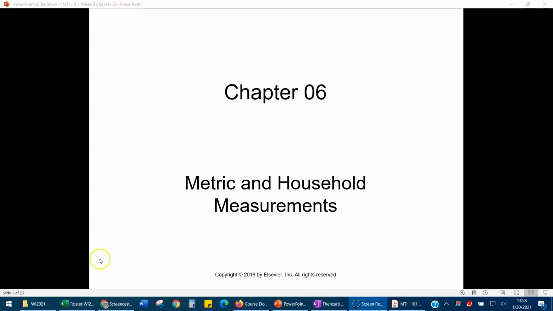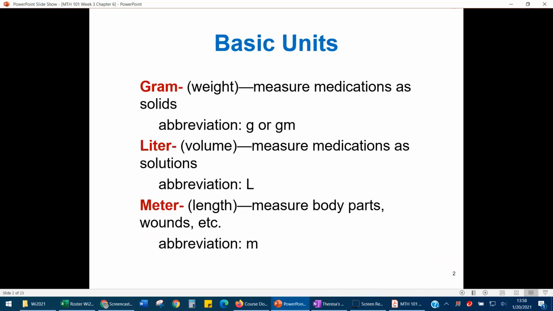So this is the week 3 material. We're going over chapter 6 on metric and household measurements. We're going to see how to do our conversions. So the first thing we want to look at is our metric units.